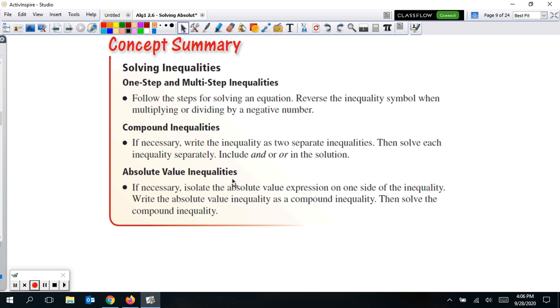And now the absolute value inequality, it says if necessary, isolate the absolute value expression on one side of the inequality. So that's always going to be what we have to do first with these that we're solving. We're going to need to get the absolute value expression by itself on one side of the inequality, then write the absolute value inequality as a compound inequality. So we go back and write it as one of these. Then solve the compound inequality.